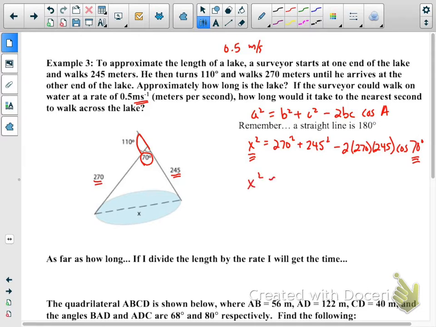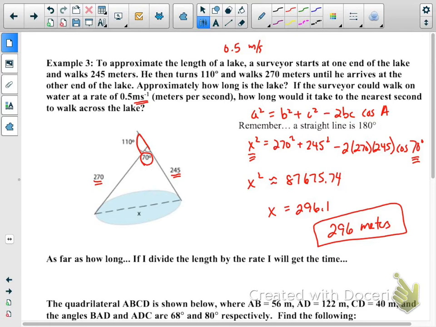I get that x squared is approximately 87,675.74. Again, don't round it. Take the square root of this exact number that's in your calculator, and I get 296.1. So 3 sig figs, 296 meters.